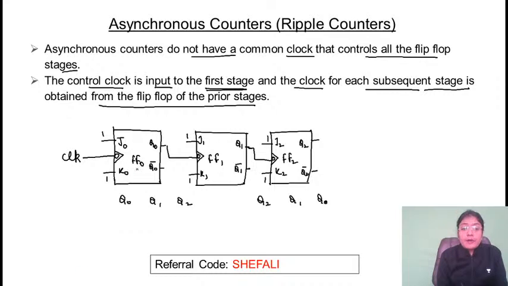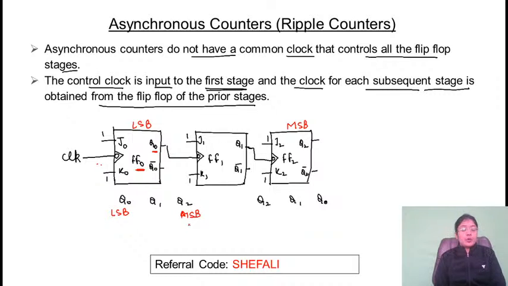So this flip-flop 0 is getting the external clock and it is producing the output. What is its output? That is Q0. So this is representing the least significant bit. And obviously this will be the most significant bit. If the output is written in this manner, Q0 is representing the least significant bit. This is the most significant bit.